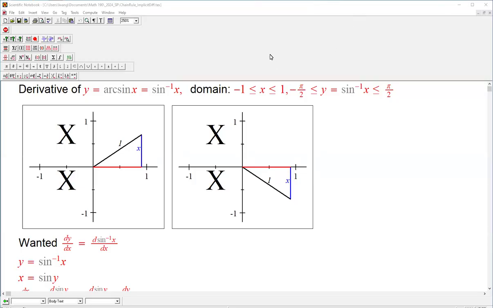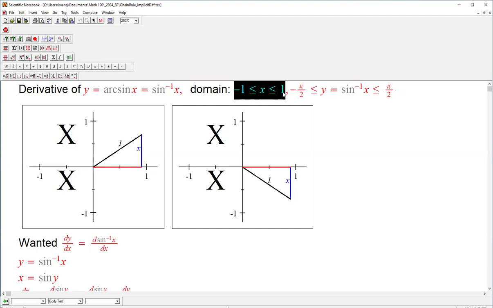Hello, everyone. In this lesson, I wish to derive the derivative for ArcSine. First of all, we assume that y equals ArcSine. ArcSine can be written in two different forms. It used to be written like this. Now it's more popularly written like this. The domain of ArcSine is from -1 to +1.